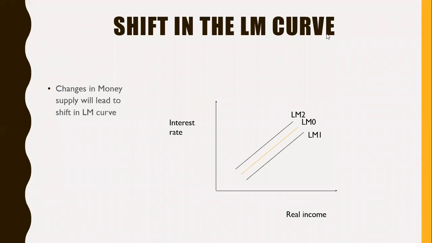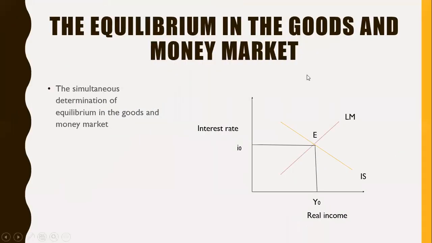Now we have separately considered goods market and money market. So we have derived IS curve and LM curve. In my earlier video, you have seen IS curve derivation, goods market equilibrium. In current video, we have considered money market equilibrium and we have derived LM curve. What we will do now, we will take these two together. Now you know that IS curve is sloping downwards. LM curve is sloping upwards.